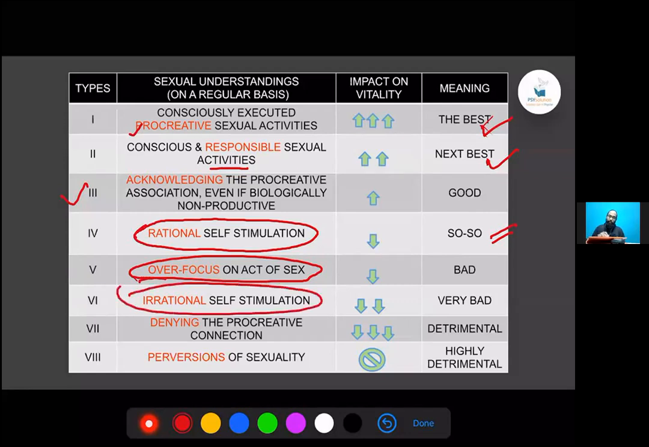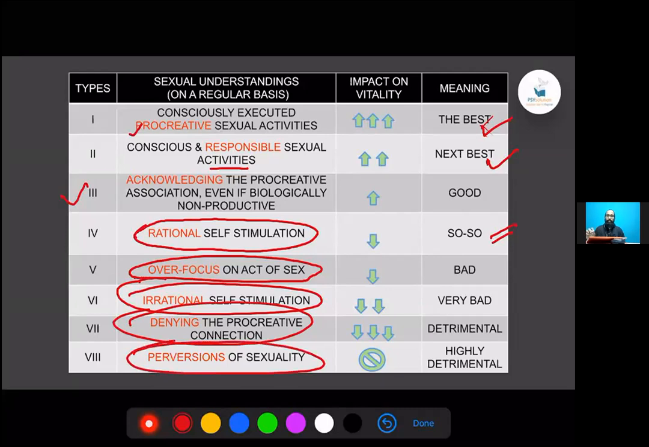Irrational self stimulation is just an extension of the same idea-based sex. Denying the procreative connection, saying that sex is not for procreation, this is for enjoyment only. That means that individual is at the periphery, not able to go deep to understand the natural aspect.